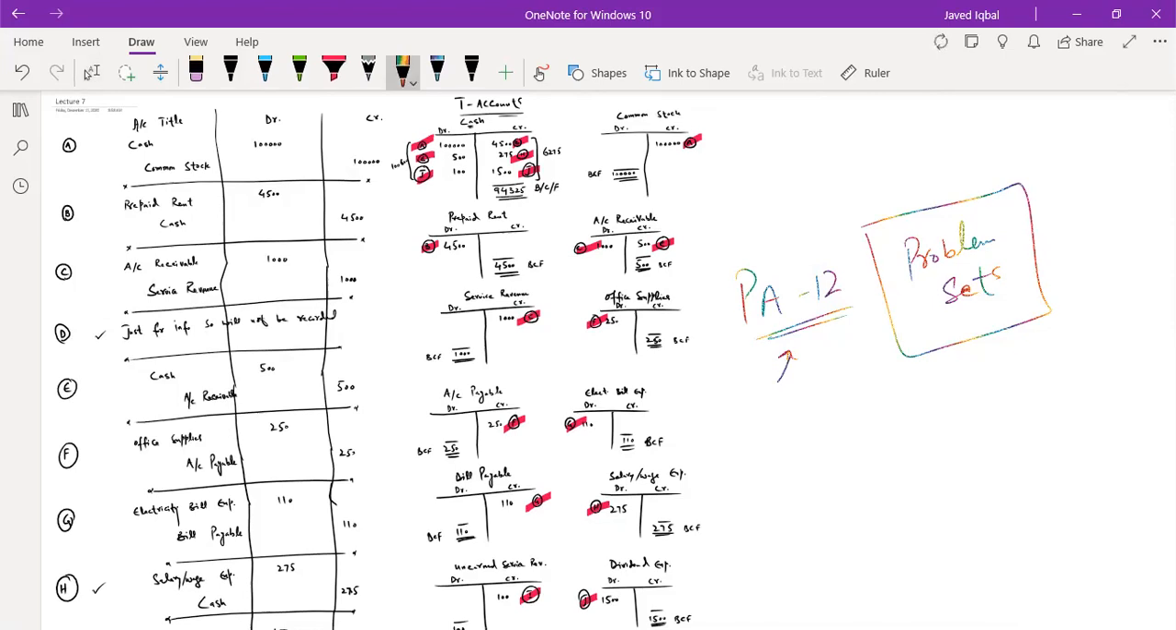So you are required to do two things from PA12. One, you should be recording journal entries. Two, you should be performing T accounts, right? We'll be looking into these issues in tonight's lecture.